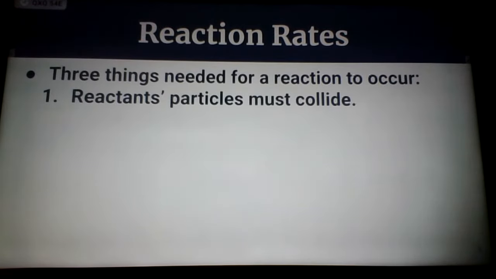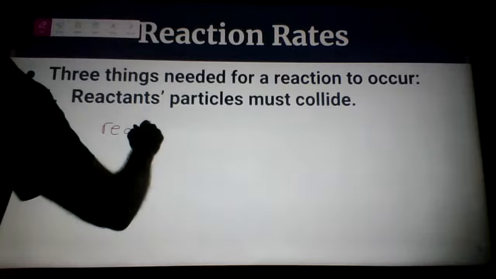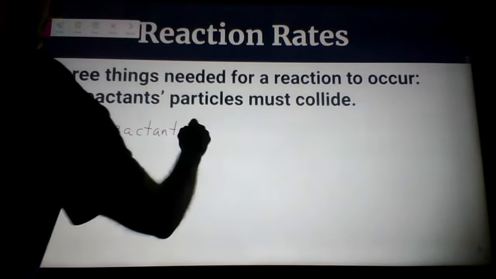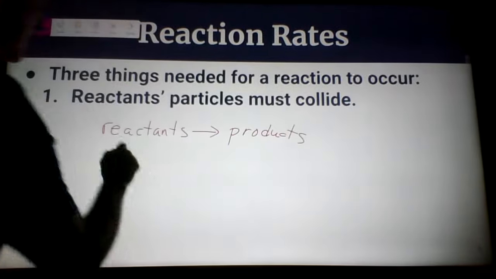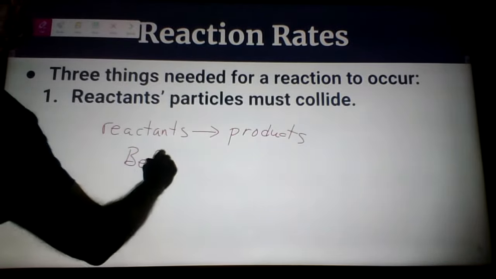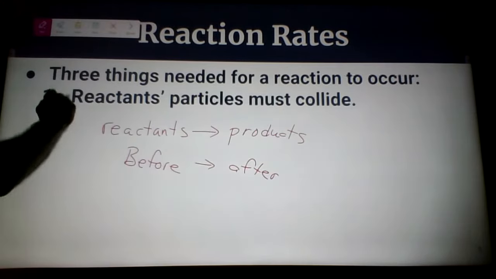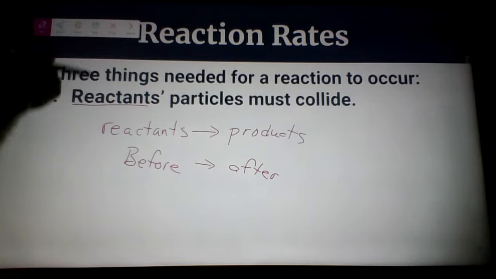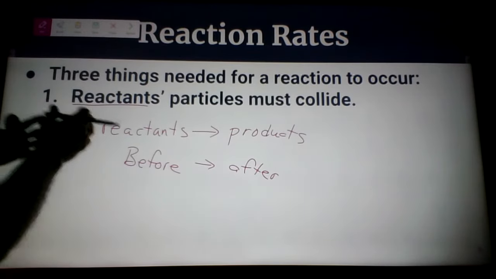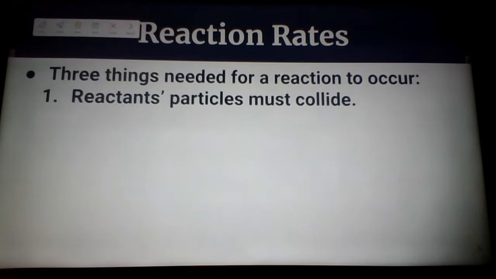First, the reactants' particles must collide. Now let's remember the equation. In really general terms here, the reactants are the before on the left side of the equation, and the products are the after on the right side. So obviously, before and after. Okay, so we say the reactants' particles must collide. We have the reactants here. Remember, there's always motion in the particles. When they collide, when they come together, then the reaction could take place.